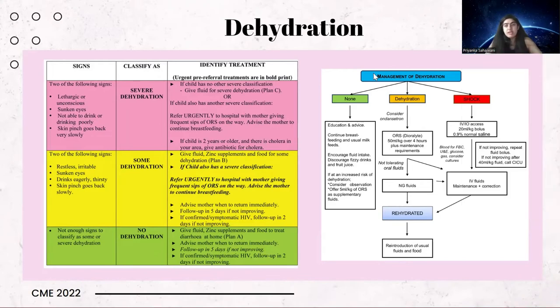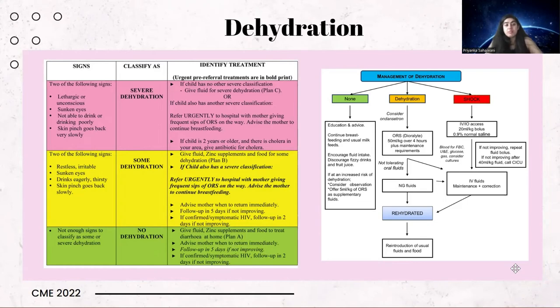If there's no dehydration and they're still feeling very thirsty and everything, just give them fluid, zinc supplement and food to treat the diarrhea. Advise mother when to return immediately, that is if the diarrhea is worsening or if the signs of dehydration are worsening, and follow up in 5 days if not improving. If there is a known HIV case that is symptomatic or non-symptomatic, you follow up in 2 days if not improving.